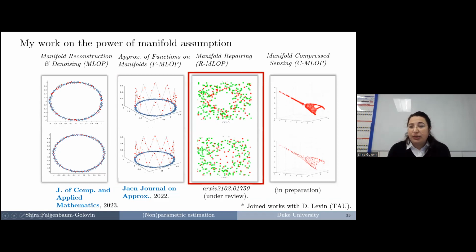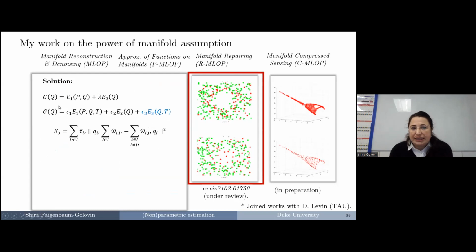In manifold repairing, what we have is data points that were sampled again from the manifold, but some area was not sampled. There are various reasons why it wasn't sampled before. Maybe there was some occlusion, or we didn't have enough time to sample it, or something else. But the task is to reconstruct the missing information inside those holes. And we assume that we know that we need to reconstruct the information in those areas.